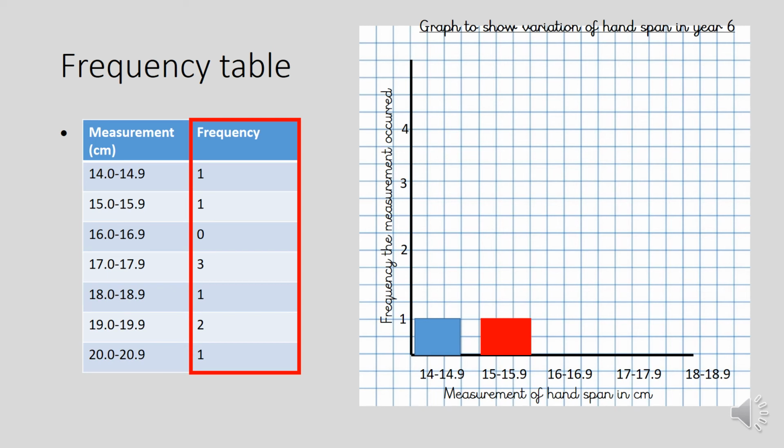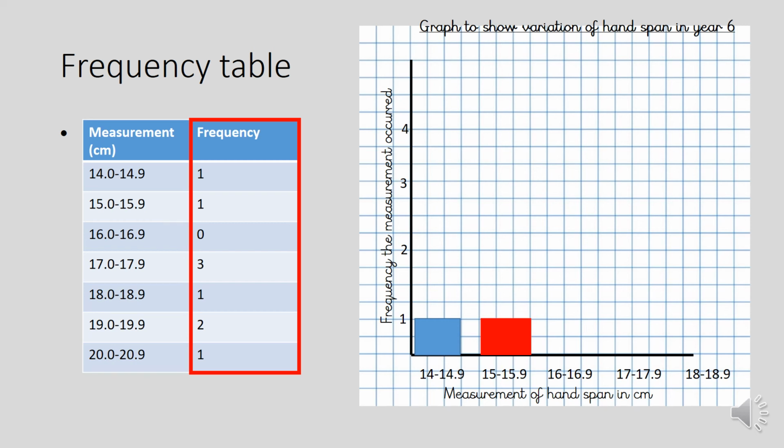Now look at the next set, which is 16.0 to 16.9. No people, so of course I leave it blank. Should I leave 16 to 16.9 off my x-axis? What do you think? Now I've decided to leave it on there because it's quite important that nobody has a handspan in my group that was that size.